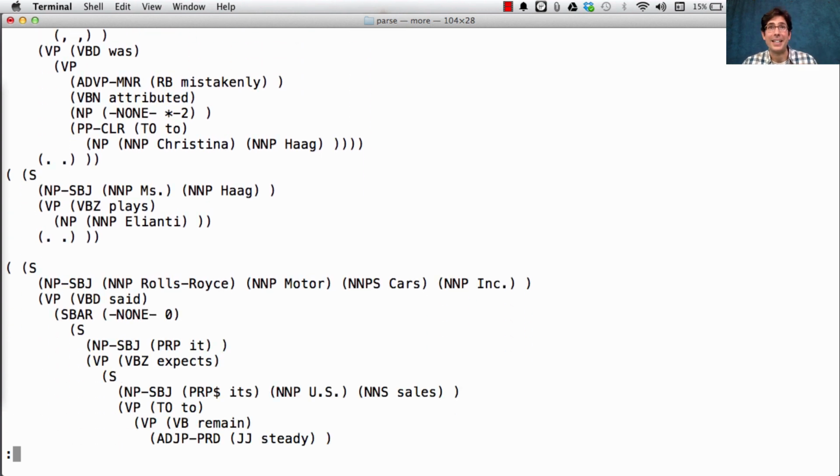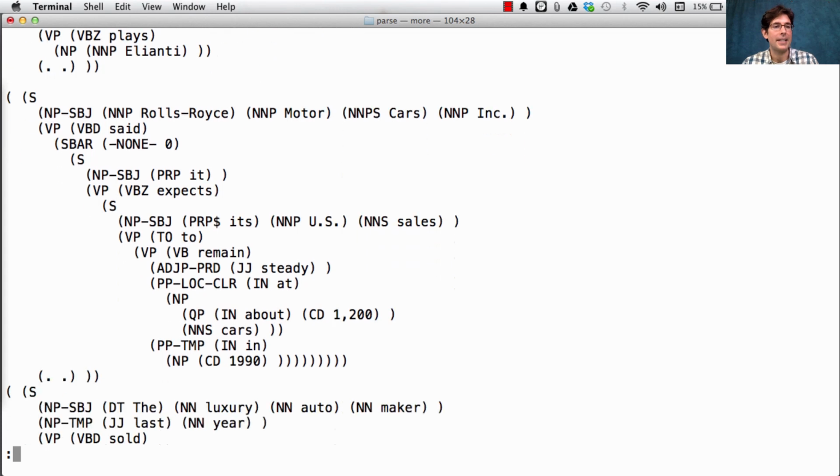And they didn't just annotate one sentence or two sentences, they annotated many. So here's Rolls-Royce Motor Cars Incorporated said it expects its U.S. sales to remain steady at about 1,200 cars in 1990. So some of this stuff is a little bit dated. But you can see the nesting of sentences within sentences within sentences, which is exactly what happens when people actually use language.